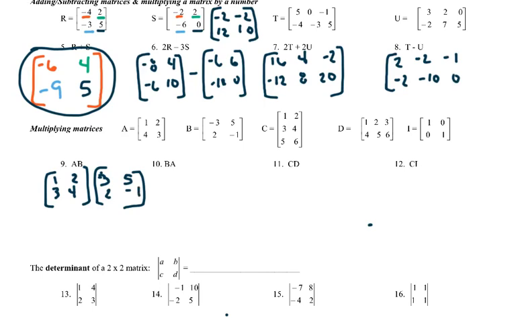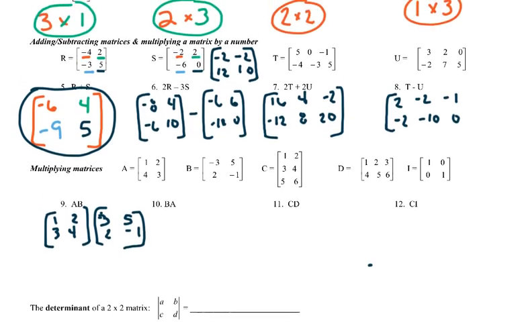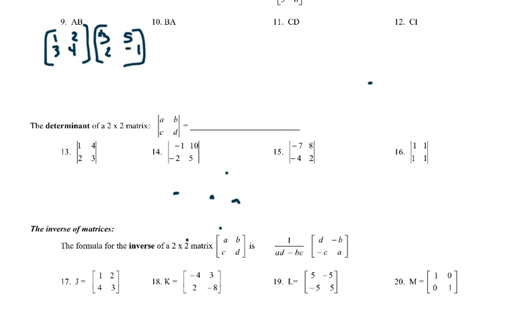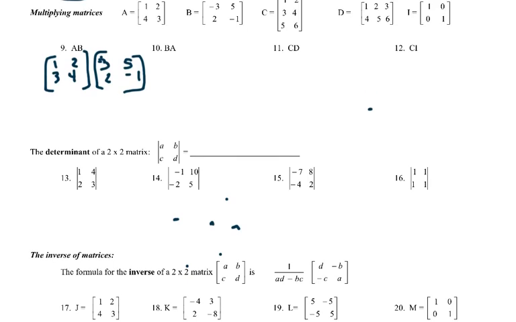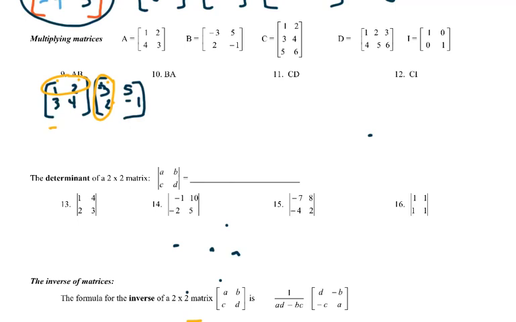Okay, so we're going to take every column and multiply it by the row. So we're going to take this first column, with the 3 and the 2, and we're going to multiply that by the row. So we take the 3 times the 1, which is 3, and then we add that to 2 times 2. 3 times 1 is 3, plus 2 times 2 is 4, and 3 plus 4 is 7.